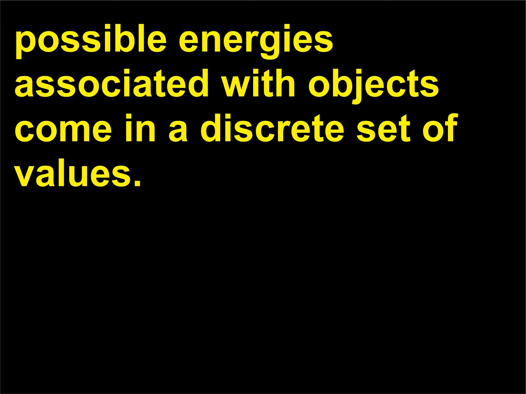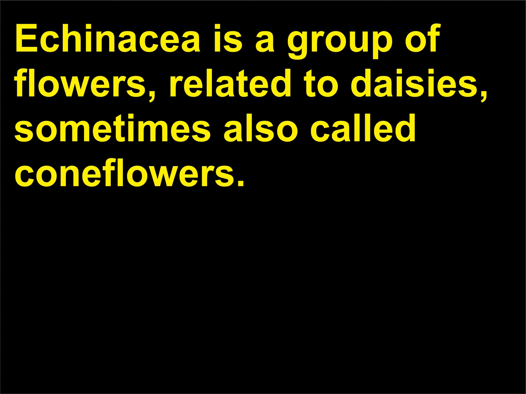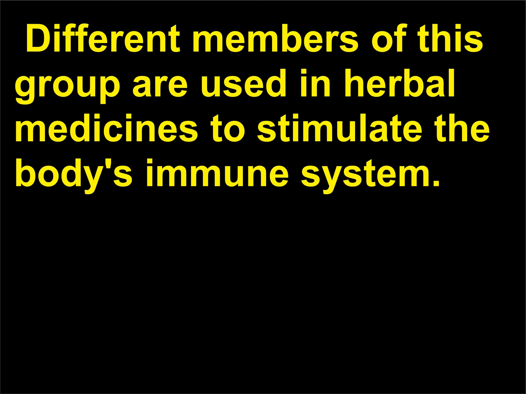What is echinacea? Echinacea is a group of flowers, related to daisies, sometimes also called cone flowers. Different members of this group are used in herbal medicines to stimulate the body's immune system.